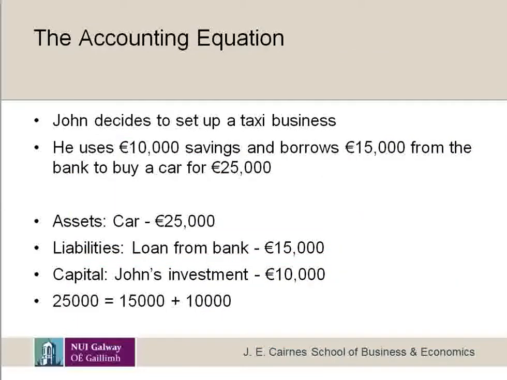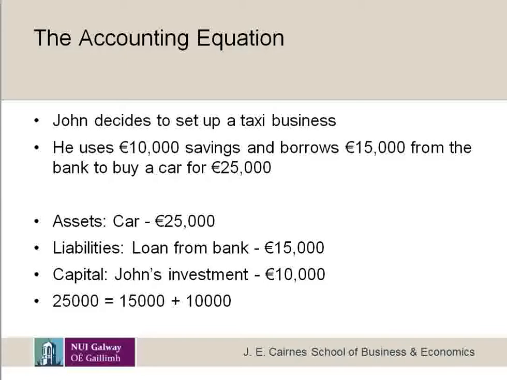If we just take a small example here, John decides to set up a taxi business. So he uses 10,000 euro savings and borrows 15,000 euro from the bank to buy a car for 25,000 euro. So the assets, naturally, is going to be the car for 25,000 euro that he needs to run his taxi business. Liabilities, he borrowed 15,000 euro from the bank, so the business is going to have to pay that back. And the capital is John's investment of 10,000 euro worth of savings.